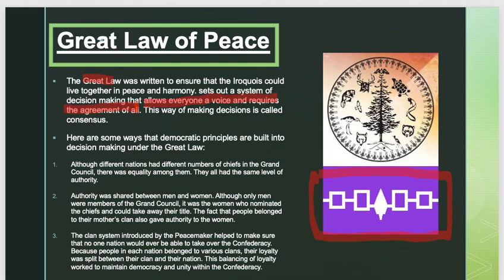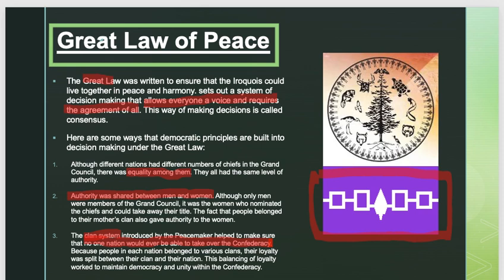They also talk about some other things in this decision-making process, all right? It talks about equality amongst chiefs, authority is shared between men and women, right? And the clan system is introduced so that no nation would ever take over the Confederacy. So this is how the Great Law of Peace preserved equity and fairness, right? Because really, they wanted to end conflict. That's what the Great Law of Peace was. It's, hey, you guys are killing yourselves, stop.